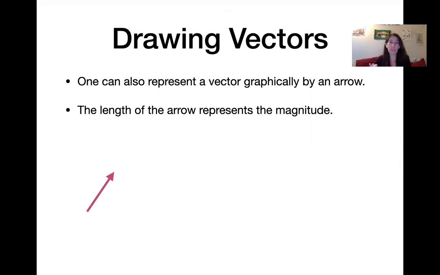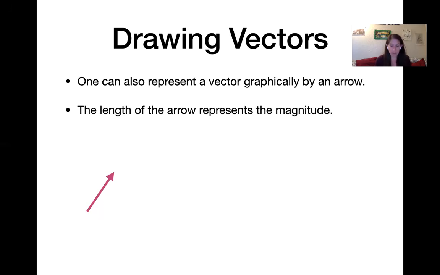So the length of this arrow, right, how long it is, is going to tell us the magnitude, which is why often we also just refer to it simply as the length. So length and magnitude are going to be synonymous when we're talking about vectors. So how long is this guy? This guy looks like he's about an inch long, at least on my computer screen.